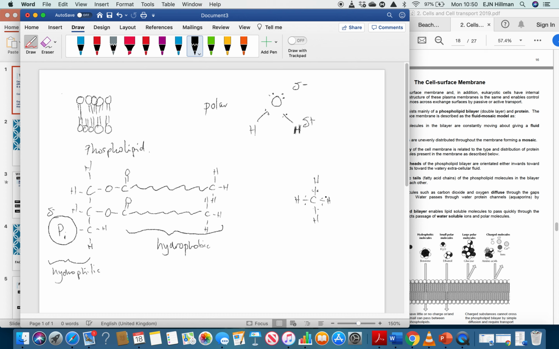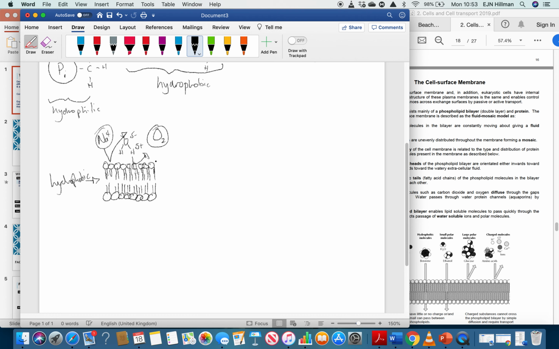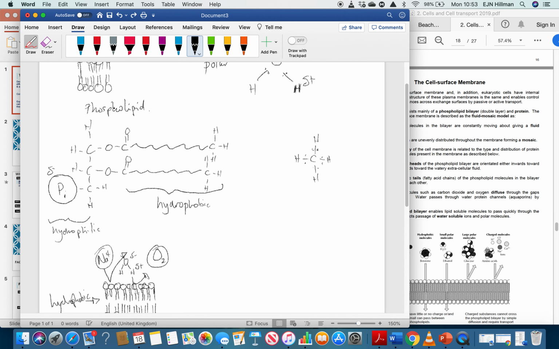So molecules such as oxygen, which is non-polar, can freely pass between these hydrophobic regions, because the hydrophobic region is non-polar, so therefore it's able to get across. Okay, other things we might describe as being lipid soluble.